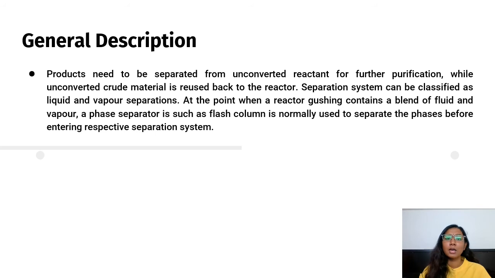So separators are used to separate the unconverted reactant for further purification, while the unconverted material is reused back to the reactor. The separation system can be classified as liquid and vapor separation. For this particular separator that I have designed, I have used a two-phase separator. When a reactor contains a blend of fluid and vapor, a phase separator such as a flash column is normally used to separate the phases before entering the respective separation system, which is this separator is designed to be placed before the fractionator.